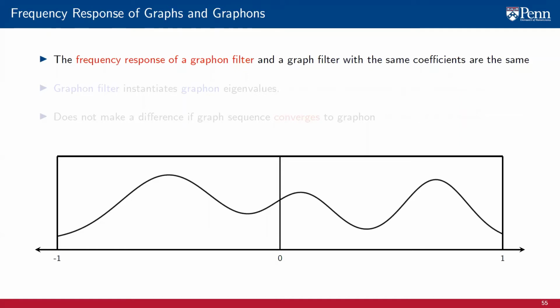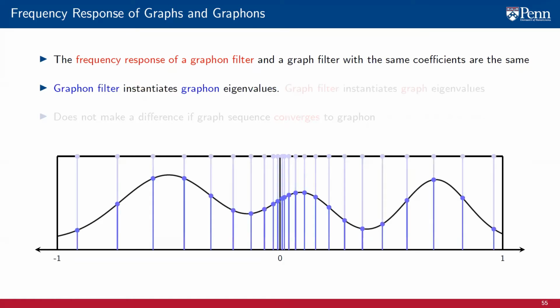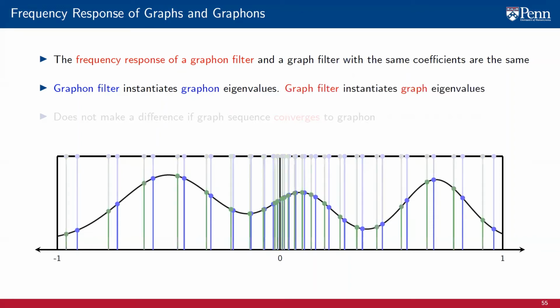As we have shown, the frequency response of a Graphon filter and a graph filter are the same if they share the same filter coefficients. Both the frequency response of a Graphon filter and the frequency response of a graph filter are polynomials modulated by the filter coefficients, with the Graphon filter instantiating Graphon eigenvalues and graph filters instantiating graph eigenvalues. It does not matter if the graph sequence converges to the Graphon or not. The filter transfers either way, as we will discuss with more detail in the next sections.